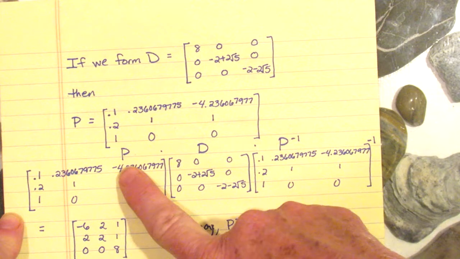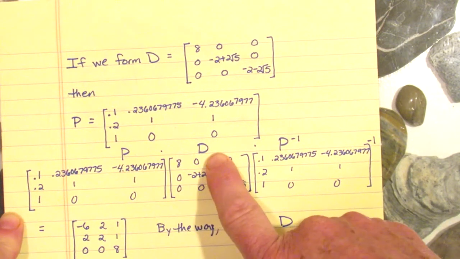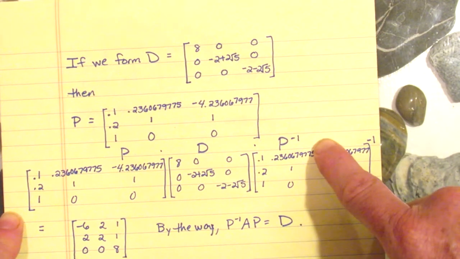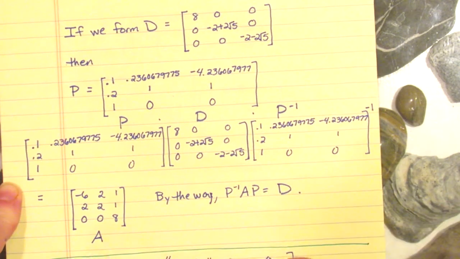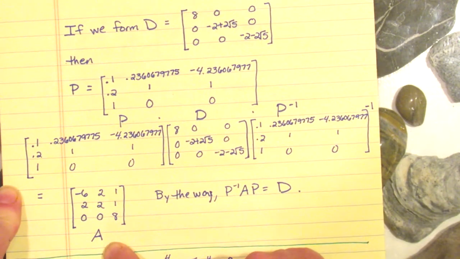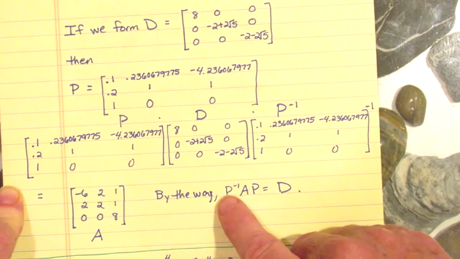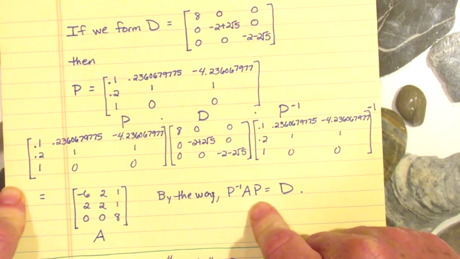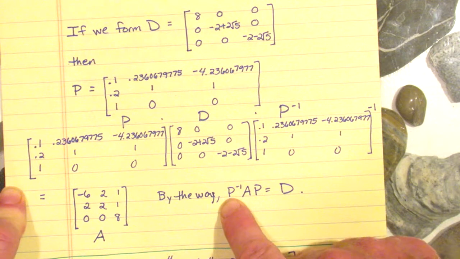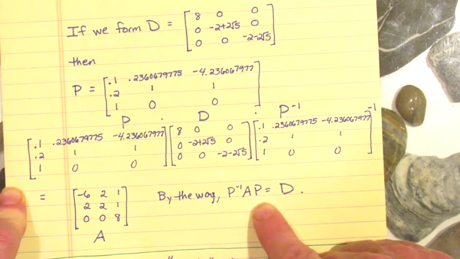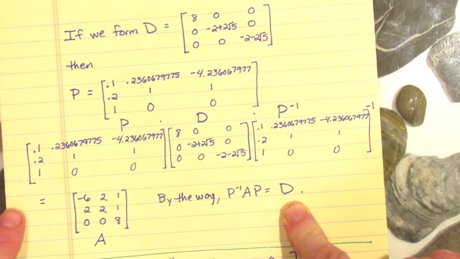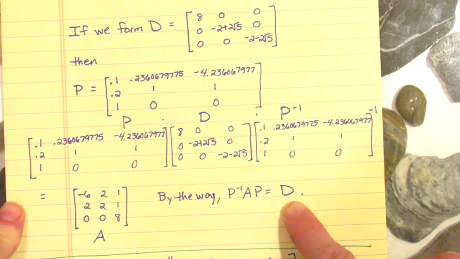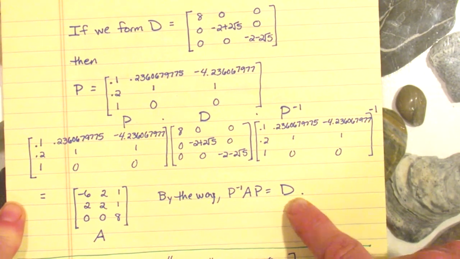If I then take that matrix times D times the inverse of this matrix, I will get back my original A. And by the way, if you do the reverse engineered version, if you do the inverse of P times A times P, you will get your diagonal matrix. Now, why would we want to do this?